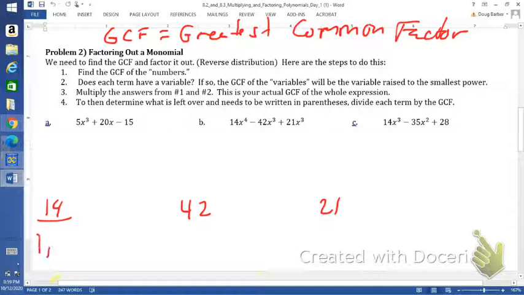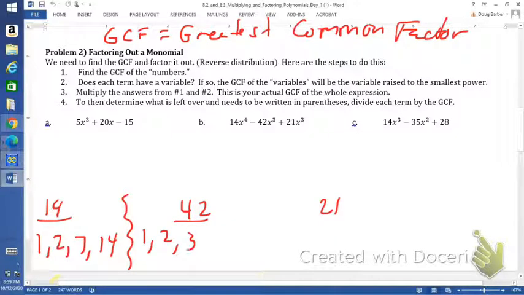So for 14 we have 1, 2, 7, 14. For 42 we have 1, 2, 3, yep, 3, 4, no, 5, 6, yes, 6 and 7. So 42 divided by 3, 14. 42 divided by 2, 21, and then we have 42.